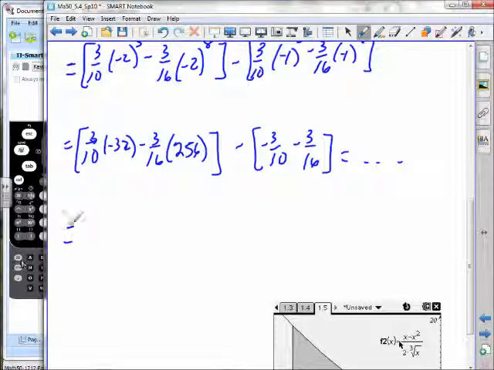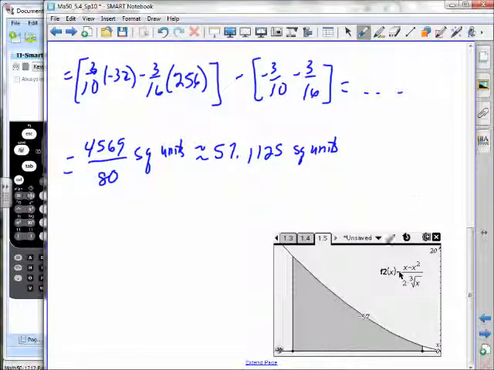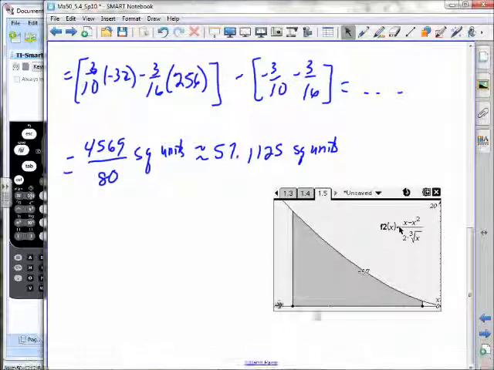The answer comes out to be, if you want to look at a fraction, 4569 divided by 80. Emma's going to check to make sure that that's correct. That's approximately 57.1125 square units. Okay. And if you look at this, I'm not going to take the time to do that, but there's the function, and there's the value, negative 57. Oh, where did the negative go? This says negative 57.